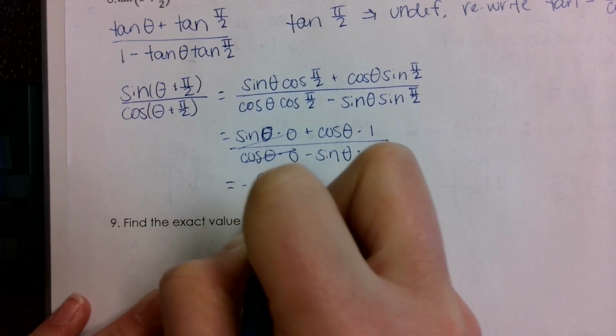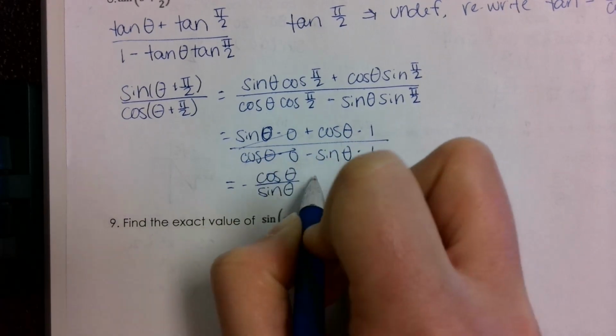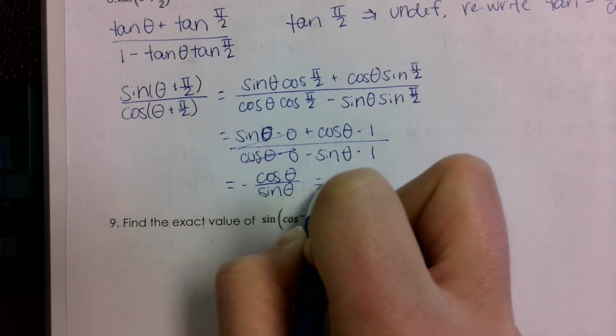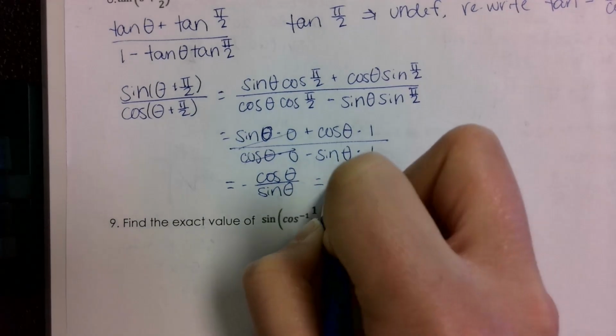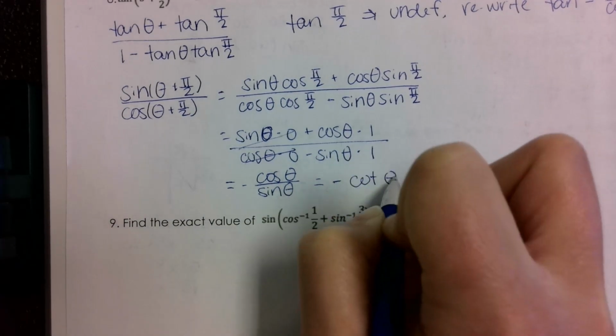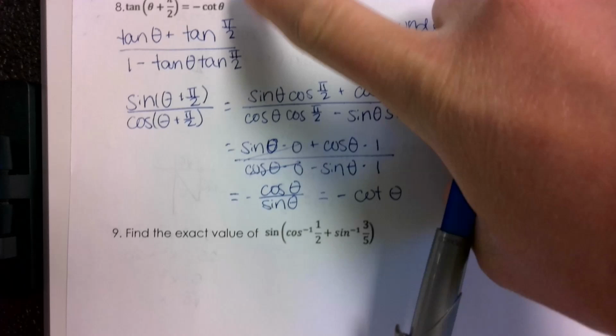And what is cosine over sine? Cotangent, so this would be negative cotangent, which is what we were supposed to get up here. So we're good to go.